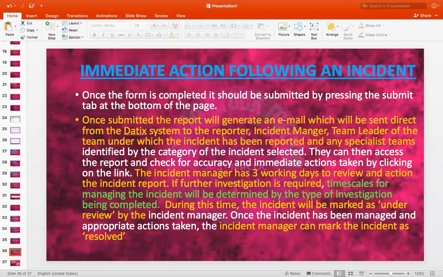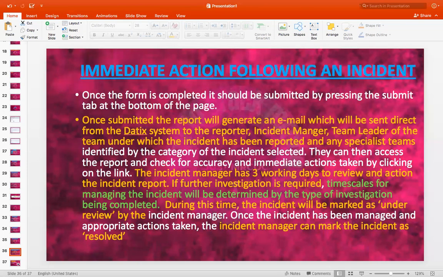The incident manager has 3 working days. Somewhere it is given 48 hours, somewhere it is given 3 working days. So you can say 48 to 72 hours as per different NHS trust, to review and action the incident report. If it is individual, harmless, like no harm, then probably in 3 days they will give some feedback in the report. But when further investigation is required, definitely when there is moderate, when there is severe, when there is death, further investigation would be needed. It is not possible to perform that in 3 days.